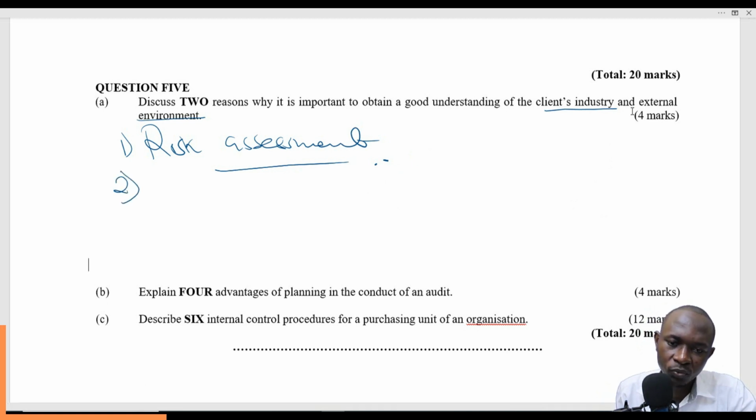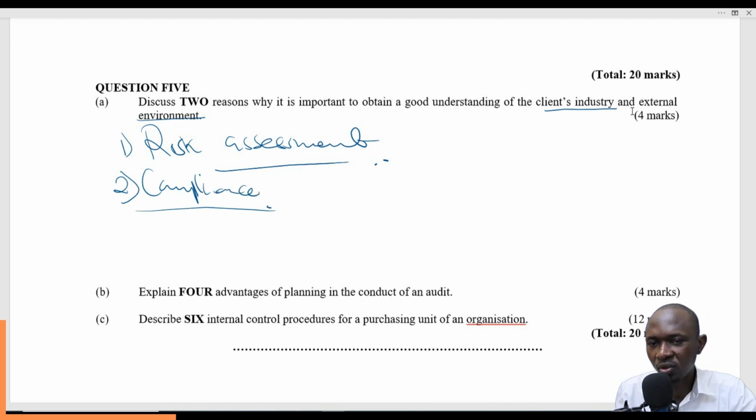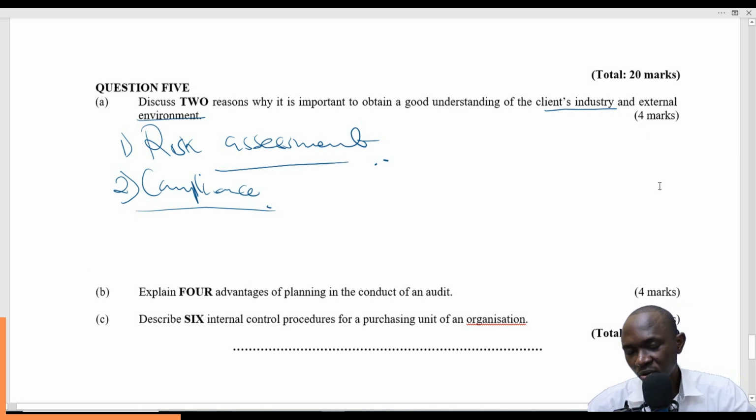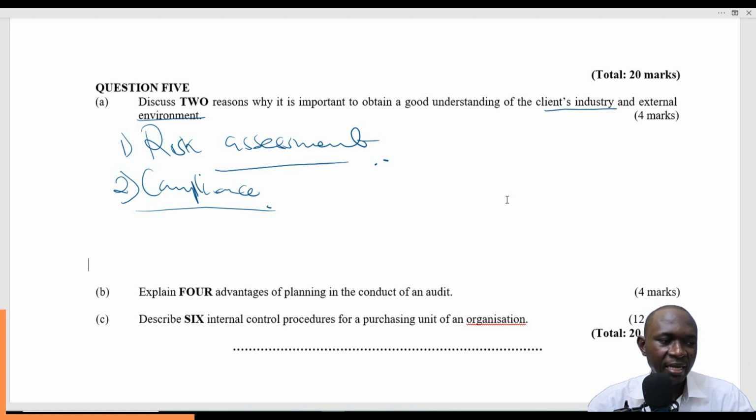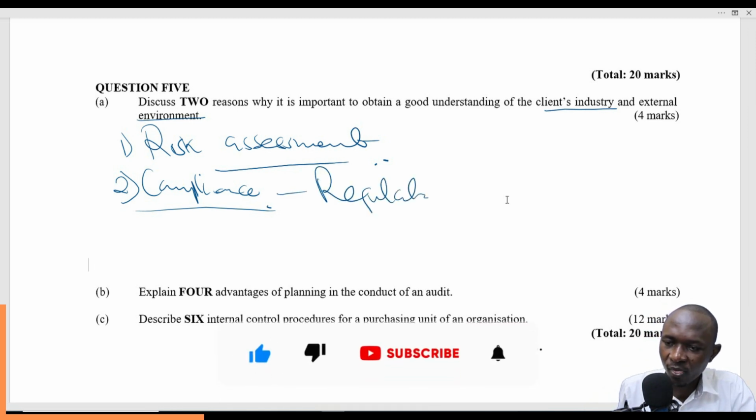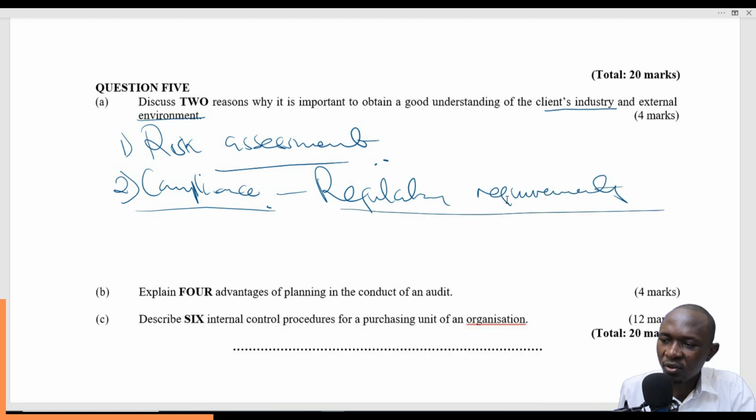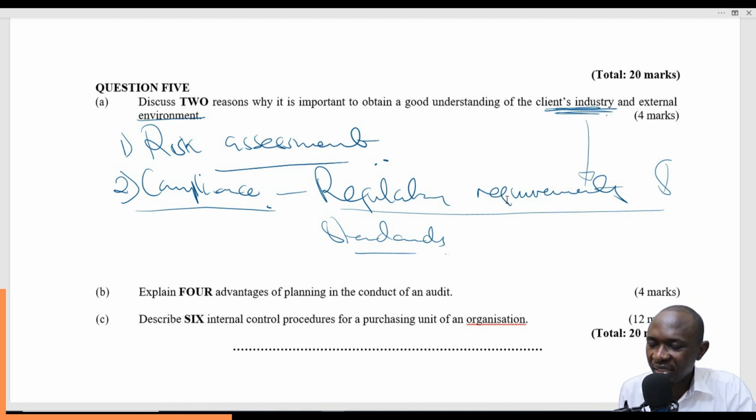Then number 2, compliance. I will go with these 2 reasons just because the question is asking for 2 reasons. By compliance, what I mean is the regulatory standards and requirements. For us to get all the regulatory requirements and standards that have been set, we need to clearly understand the client's industry and the laws that govern that particular industry.